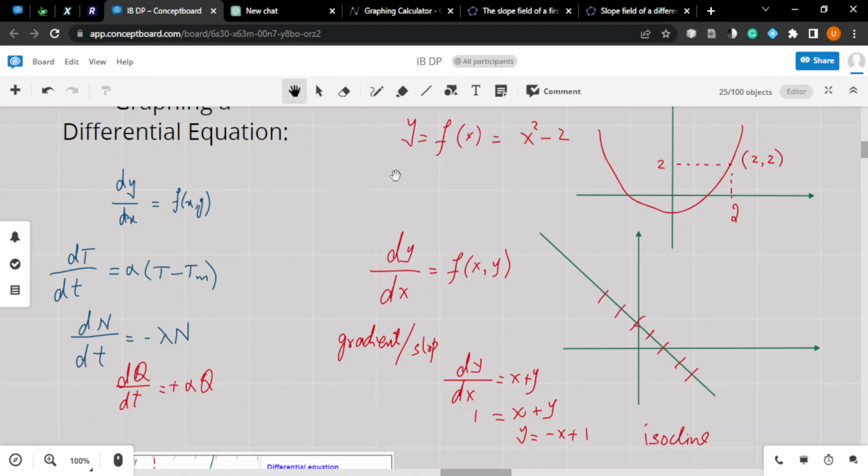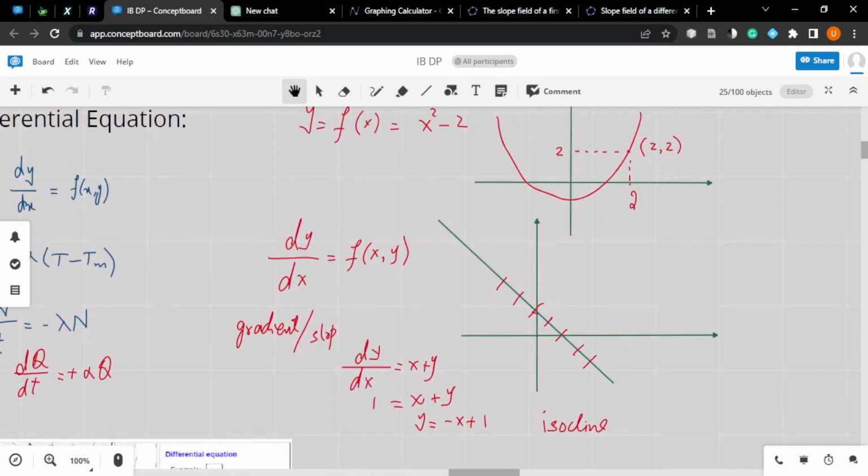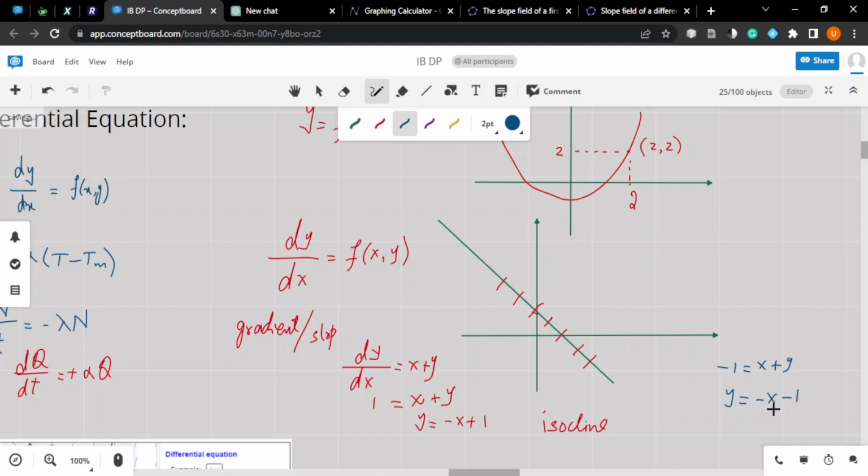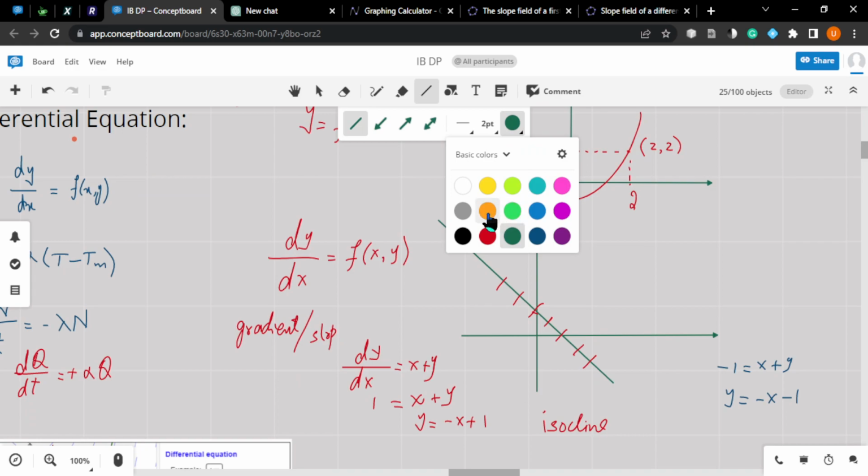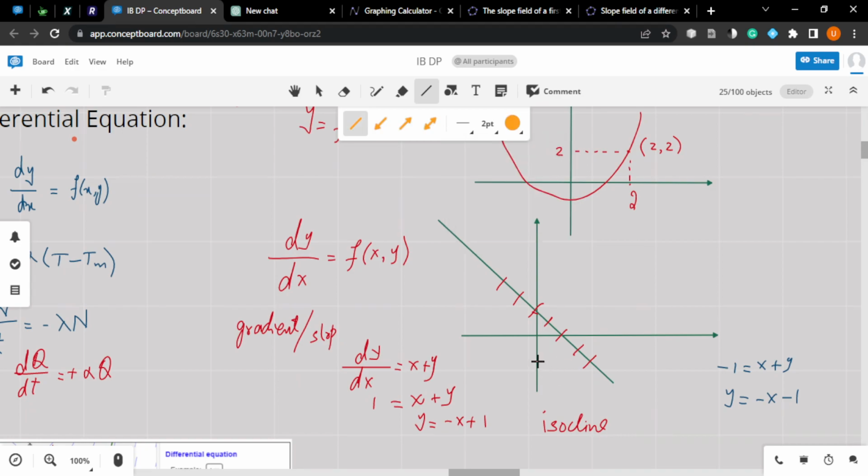So similarly, if our slope is minus 1, let us say dy over dx is equal to minus 1, we can write an equation like this: minus 1 equals x plus y, and we can say that y is equal to minus x minus 1. In that case we can draw another line, for example this one, and it will pass through minus 1 with the same slope.